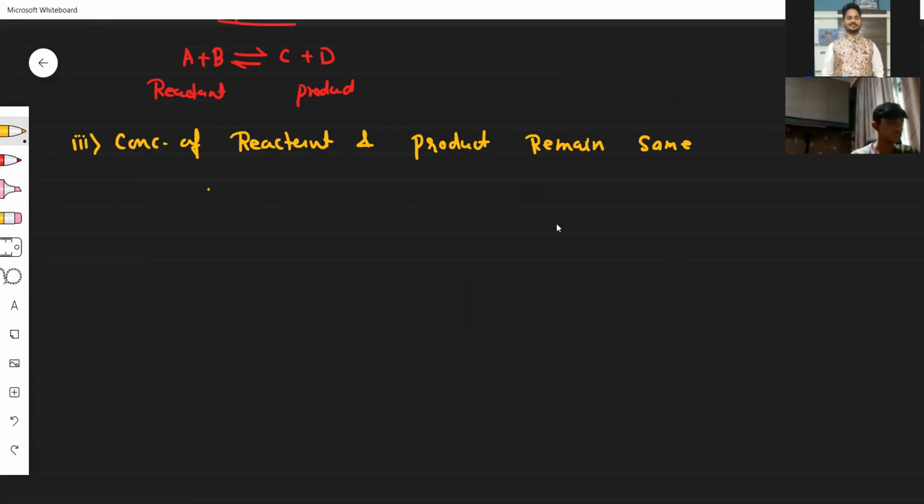See, in this example I'm taking, N2 plus 3 molecules of hydrogen give you 2 molecules of ammonia. Whatever the concentration of nitrogen decreases, the same amount will be produced, because whatever nitrogen and hydrogen decrease, the same amount will appear in the form of product. So that kind of characteristic is shown by any equilibrium reaction.